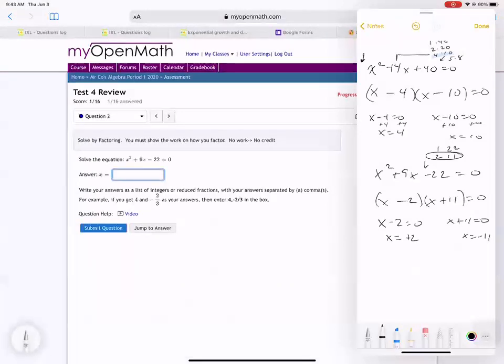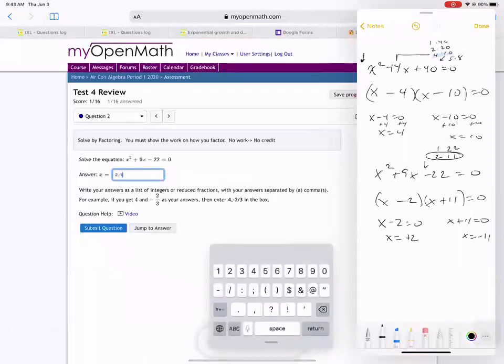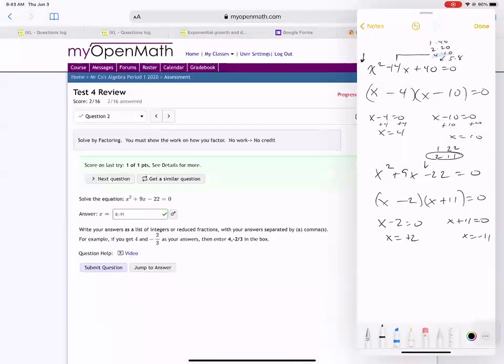So I'm going to write here, see if it's going to read my work, 2 comma negative 11. Nope, it didn't read it. Nope, thinks it's an I. 2 and negative 11. Okay, perfect.